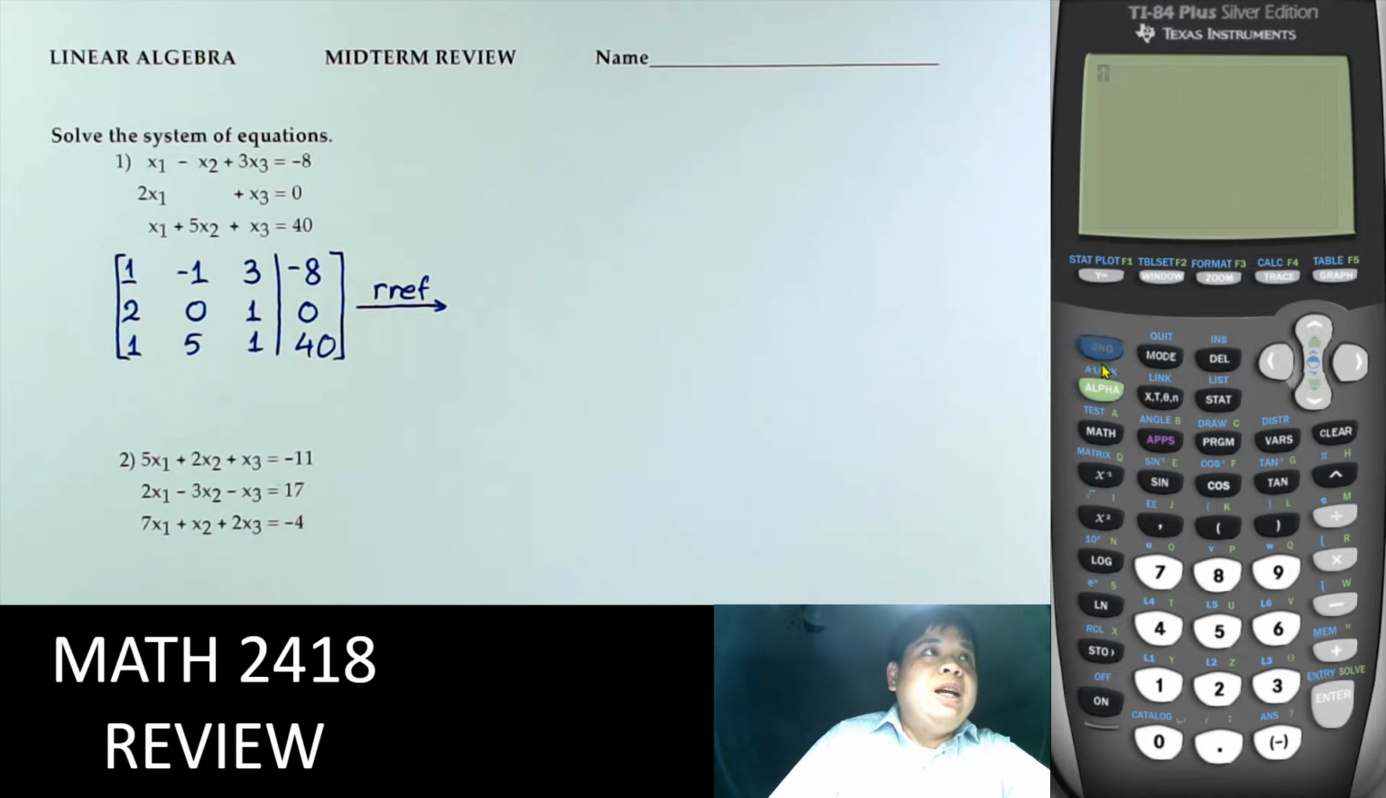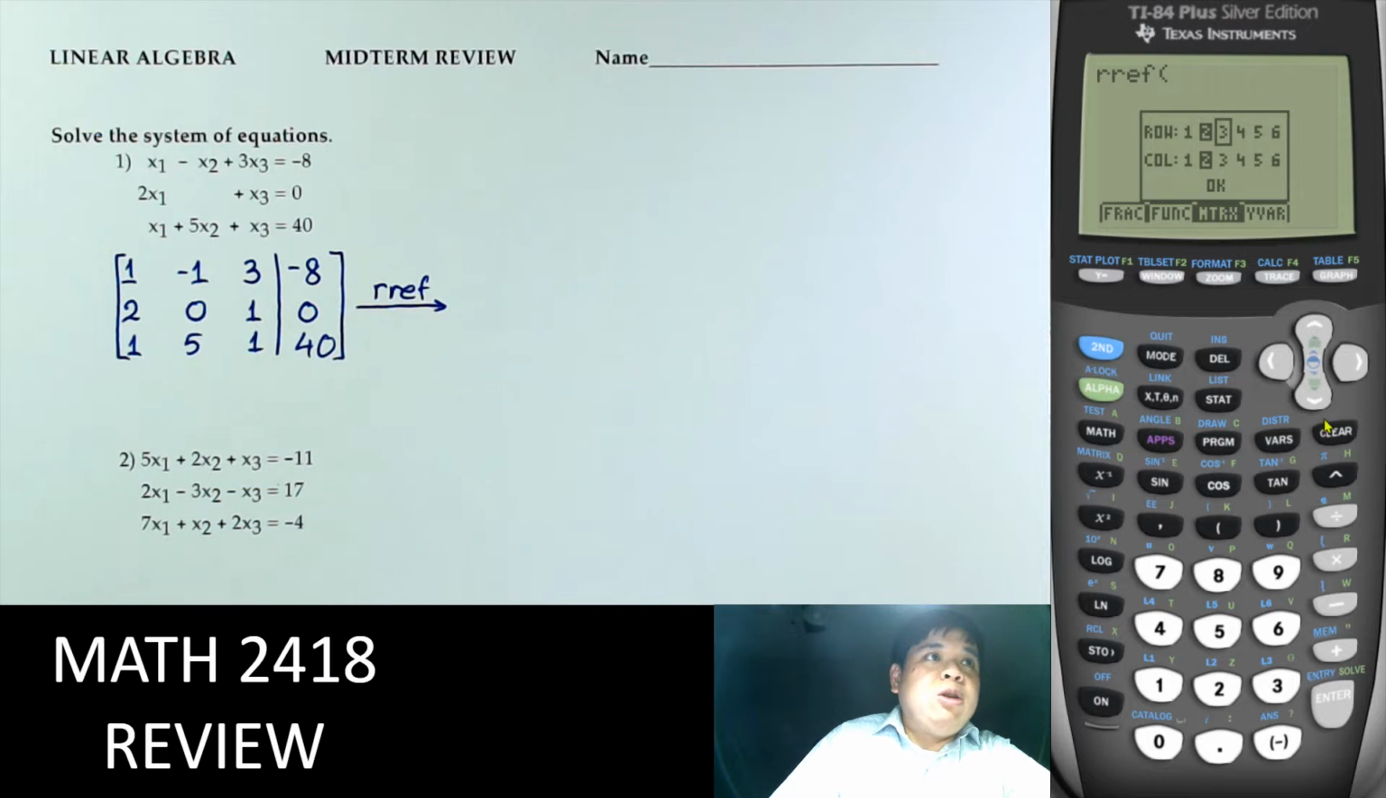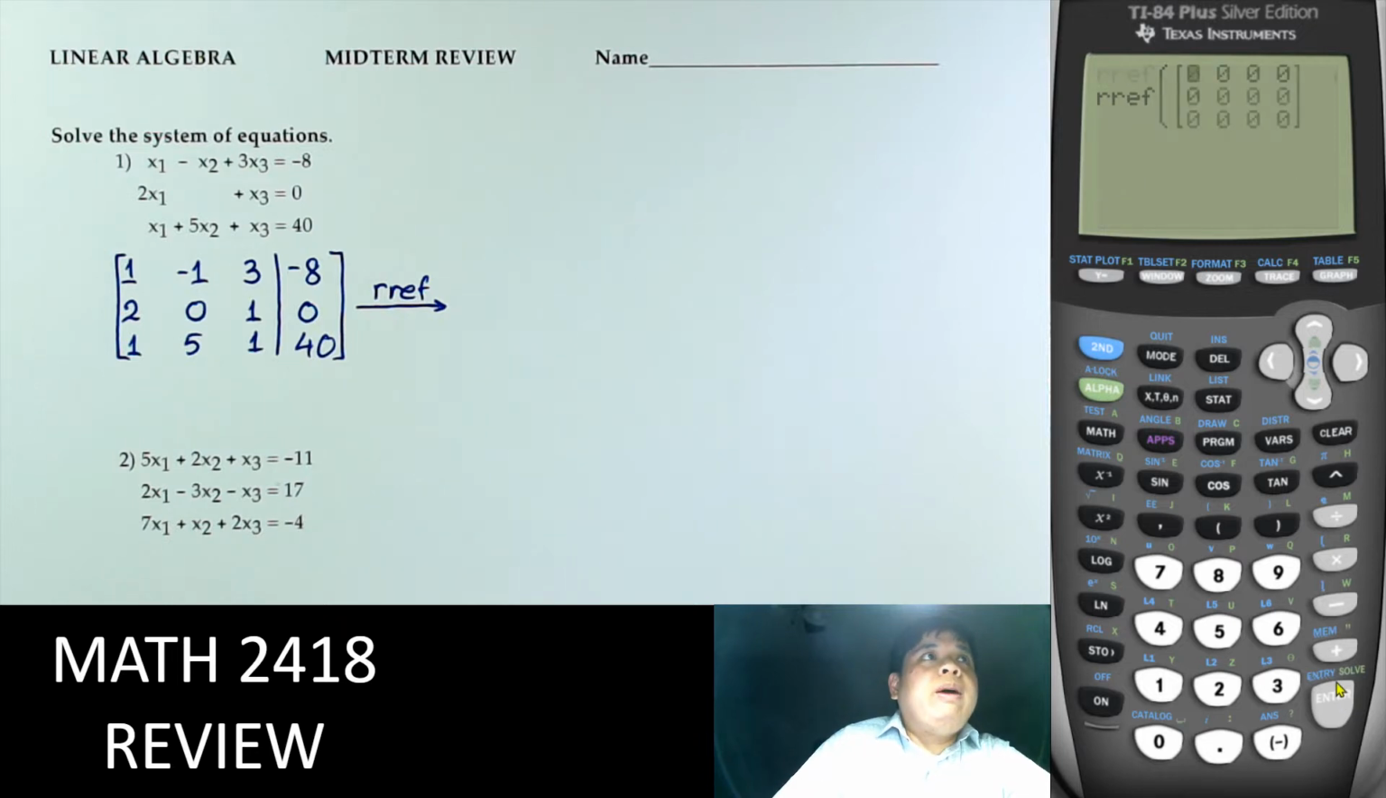So, second x to negative 1, and then go to math, go down to option B, which says REF, reduced row echelon form. And then we put in the matrix: alpha, zoom. This matrix has 3 rows and 4 columns. We just enter the numbers in the matrix.